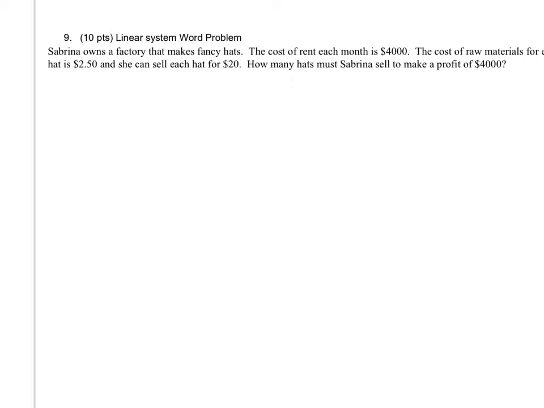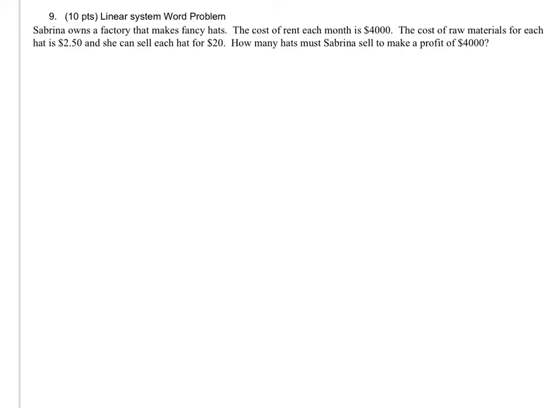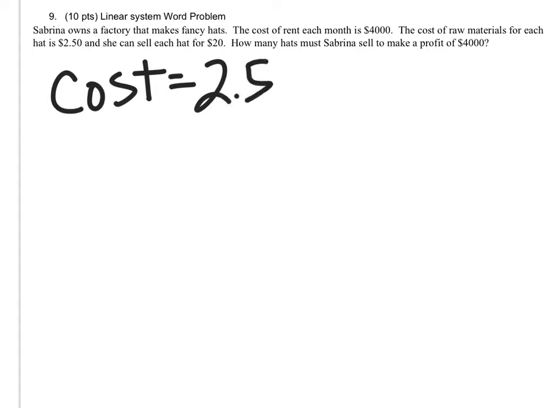Alright, so what we need to do, let's zoom out just to make sure. Okay, beautiful. So the cost is what? Each hat costs her $250 to make, and let's let x represent hats. Plus $4,000. That's the cost of rent. That's not changing, like for each month, it's $4,000.